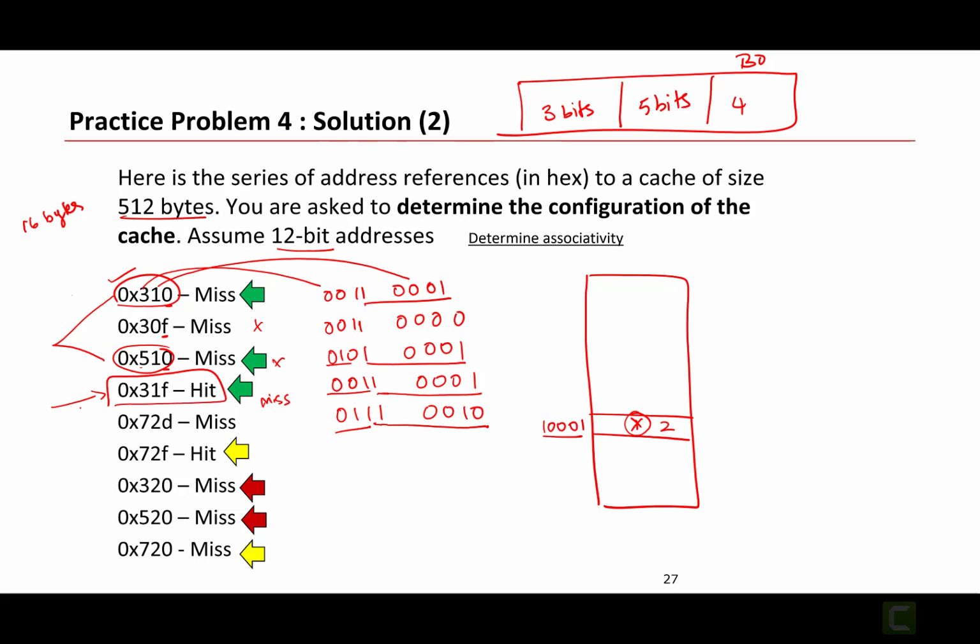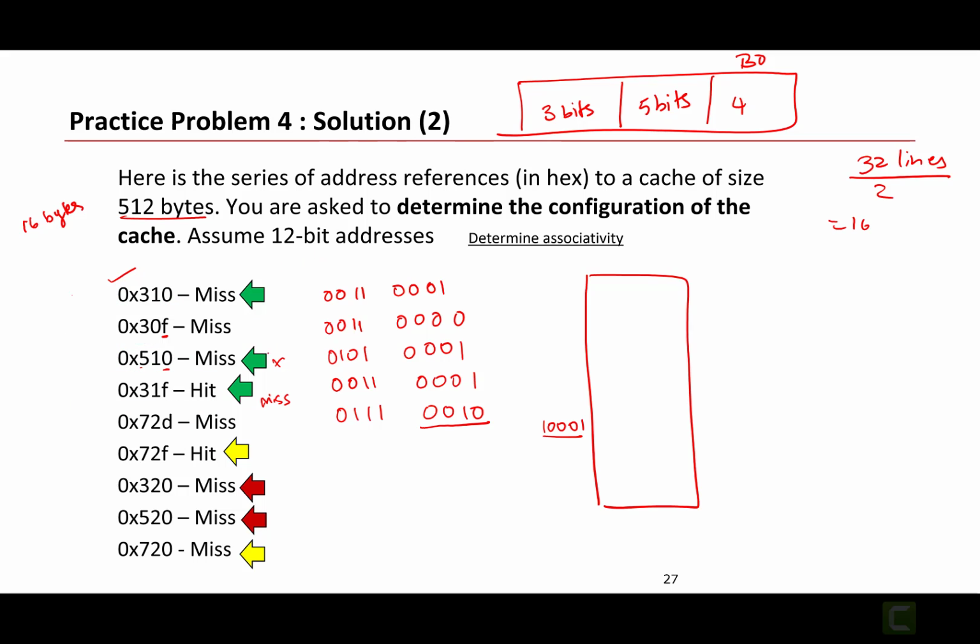So I now need to try out a two-way set associative cache. In the case of a two-way set associative cache, I would not have 32 sets. I would have half of that, so that will be 16, which means that my set index would be just 4 bits, which makes it easier to know what the set index is, because this is going to be my set index.